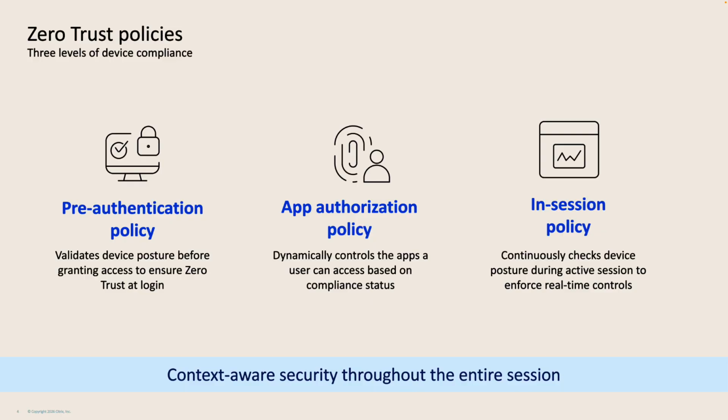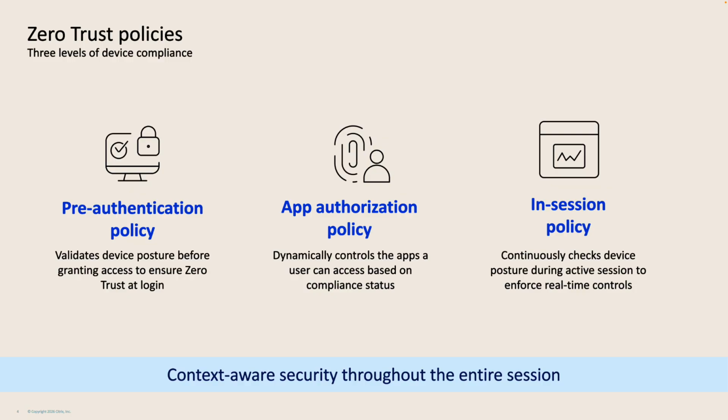You have pre-authentication policies that are going to validate the device posture before the user is shown the logon screen. You have app authorization policies that are going to take your information and device posture to filter the applications that you have access to. And then you have in-session policies that are going to continuously monitor the status of your device and adjust the policies within the session automatically.